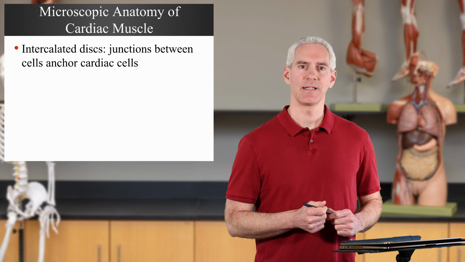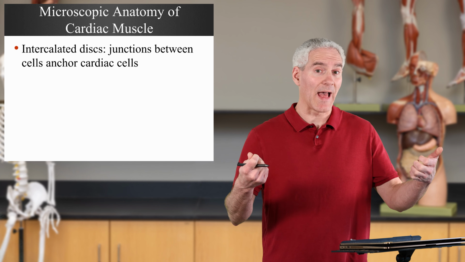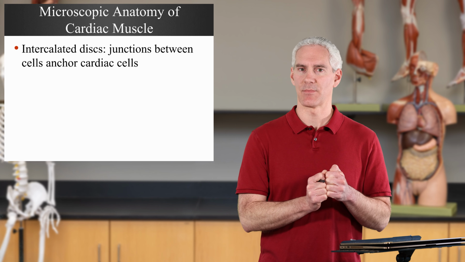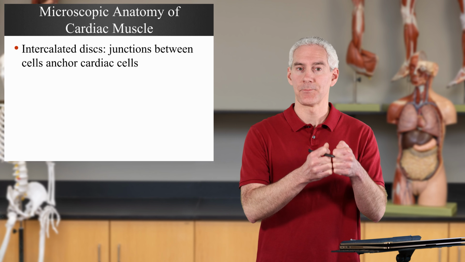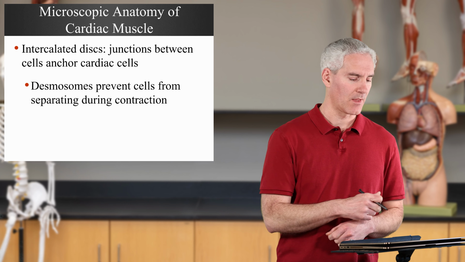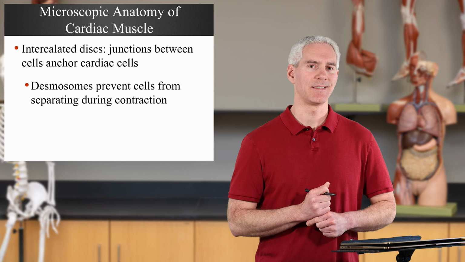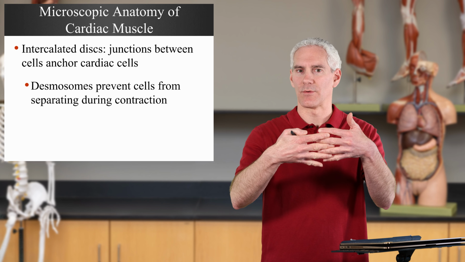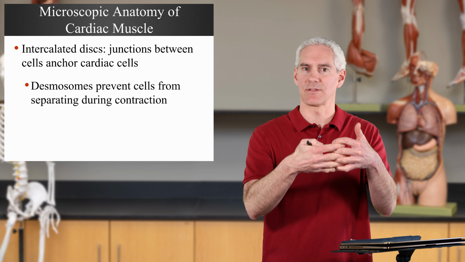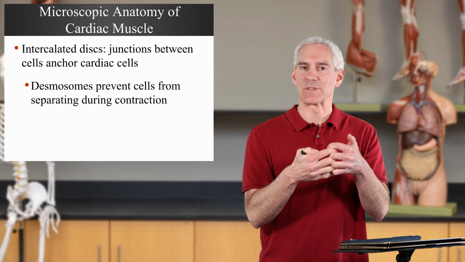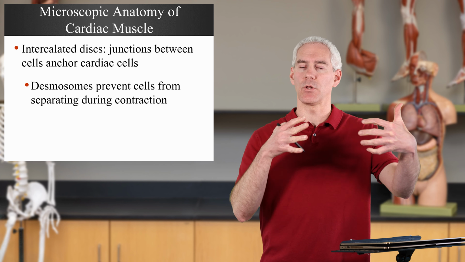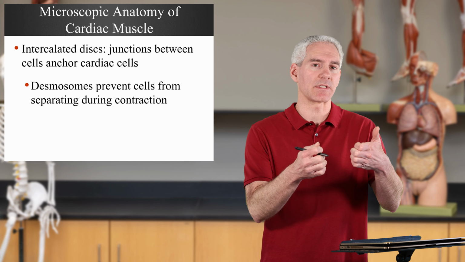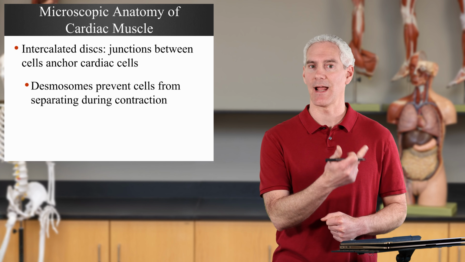Now I mentioned those intercalated discs before. Just remember, that's what holds the cells together. They anchor the cardiac muscle cells one to the next, preventing them from separating. But they also have these desmosomes. Now desmosomes, think of them almost like Velcro, helps to really keep those cells together, making sure that those intercalated discs don't pull apart and tear. The whole purpose here is to keep those cardiac muscle cells together and functional.